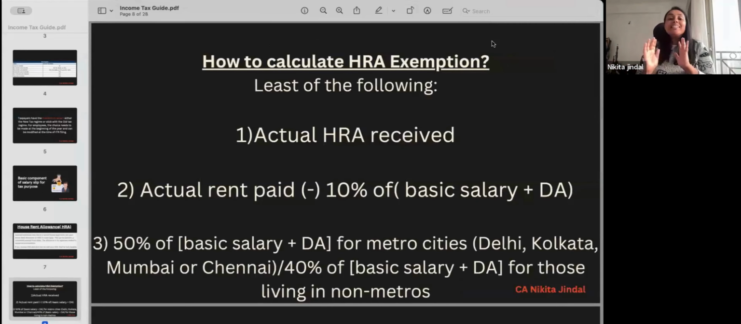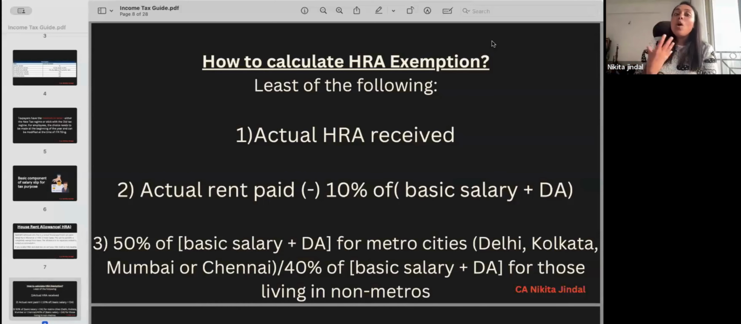So there are 3 criteria for claiming exemption. Number 1 is actual HRA received. So whatever the HRA you are receiving from your employer, for example, if you are receiving 3 lakh as HRA from your employer, in the first we will take 3 lakh. Number 2 is actual rent paid minus 10% of your basic salary.